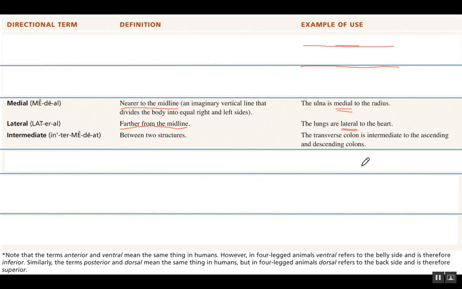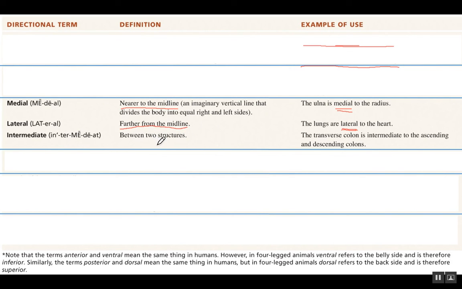Again, I think we know where our heart and lungs are. If you think of where your lungs are, they are lateral to the heart. They are farther from the midline. Your heart lies on your midline. So your heart is medial. Your lungs are lateral.